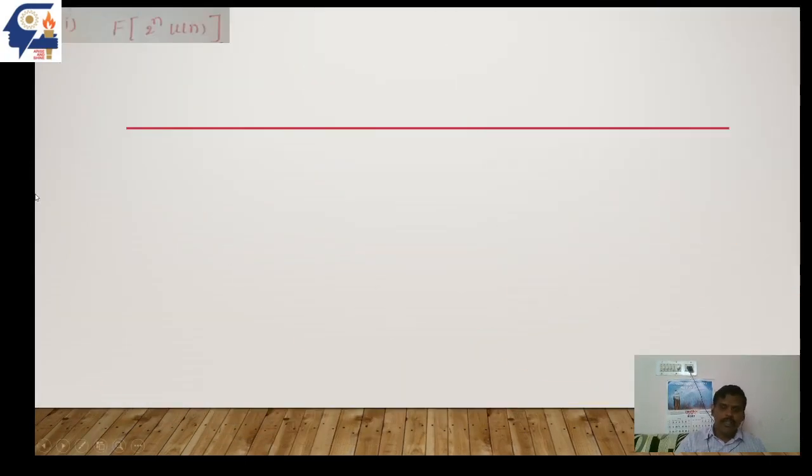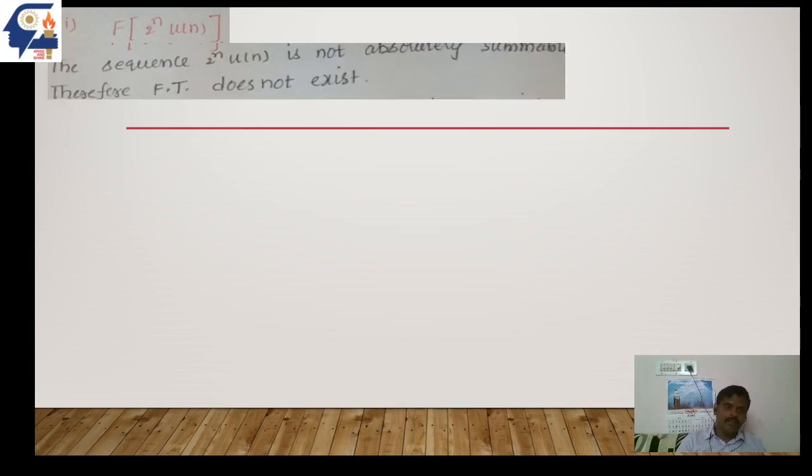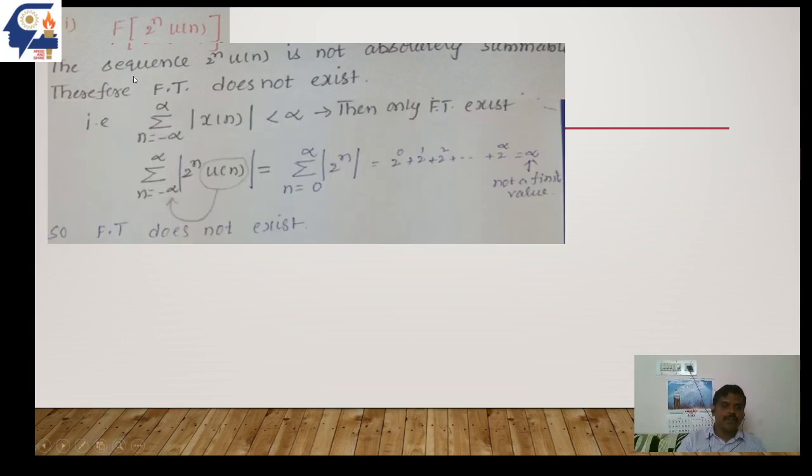Last one, they given the Fourier transform of 2 power n u of n. In this case, the given sequence 2 power n u of n is not absolutely summable. That's why the Fourier transform does not exist. We'll see the solution. So for a Fourier transform to exist for any signal, we have to satisfy summation n equal to minus infinity to plus infinity, mod x of n must always be less than infinity. That value may be positive or negative. Then only the Fourier transform exists.